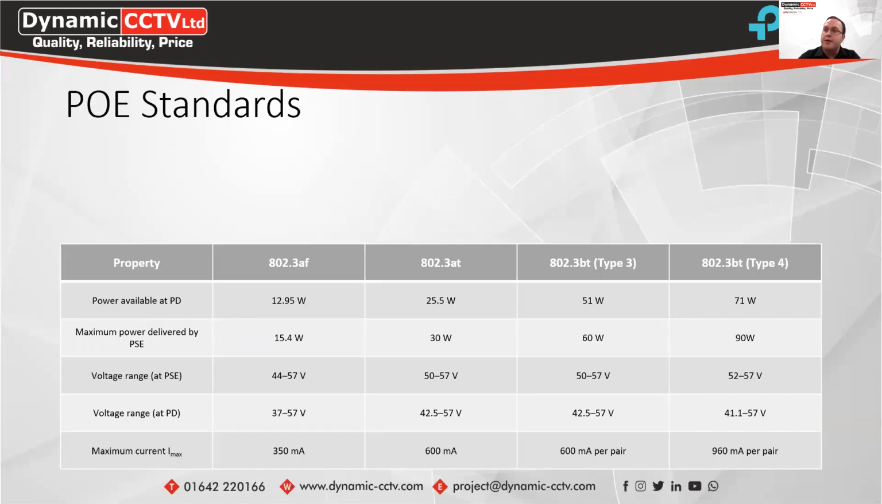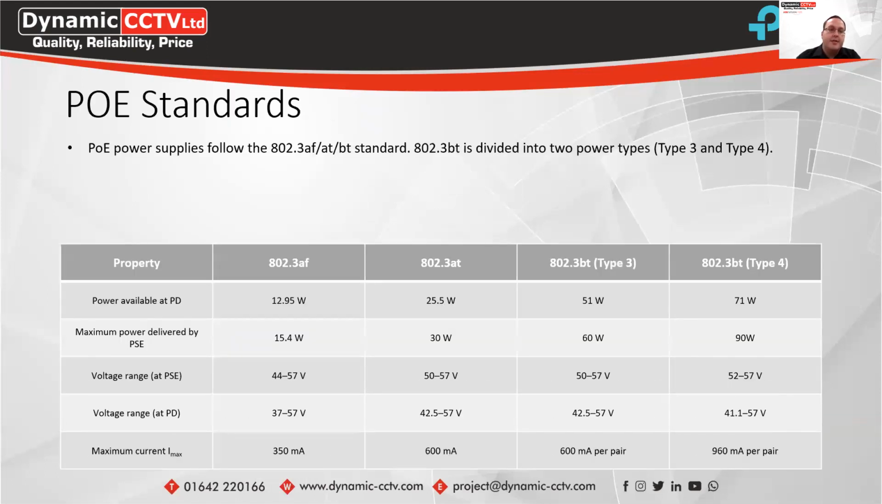So here is just a quick look at some of the PoE standards. PoE power supplies follow 802.3, and then it's AF, AT and BT standards. BT powered is divided into type 3 and type 4, with type 4 being the higher power for the actual system, which is your 90 watts, and your type 3 is 60 watts.